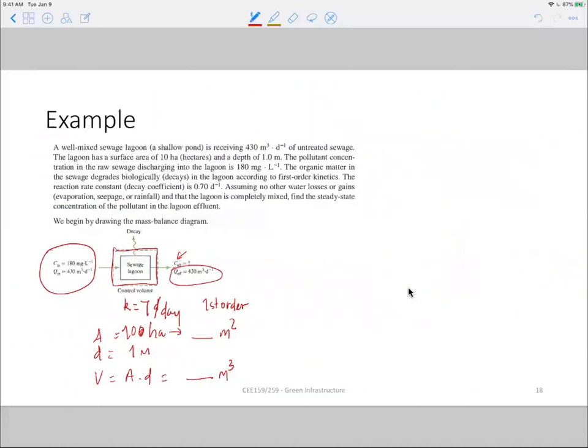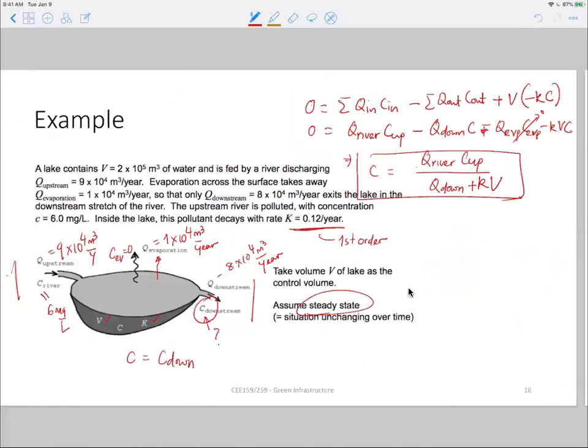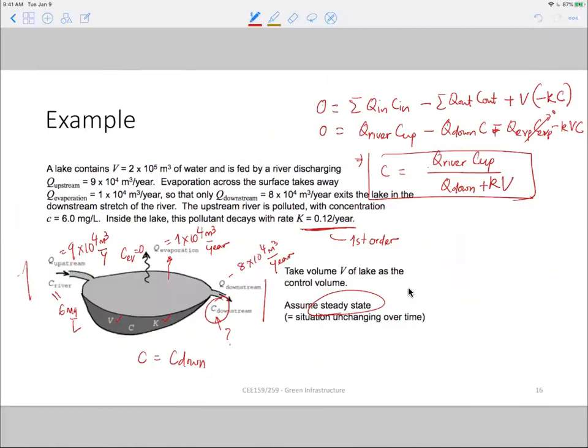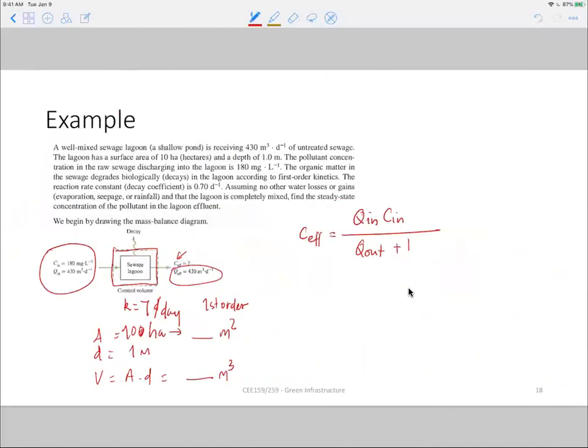So that would be C effluent would be Q in C in divided by Q out plus K times the volume of lagoon.